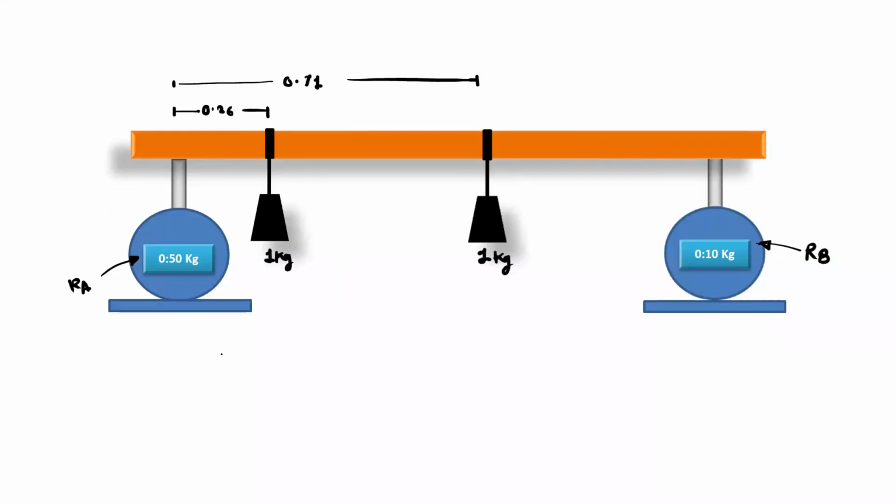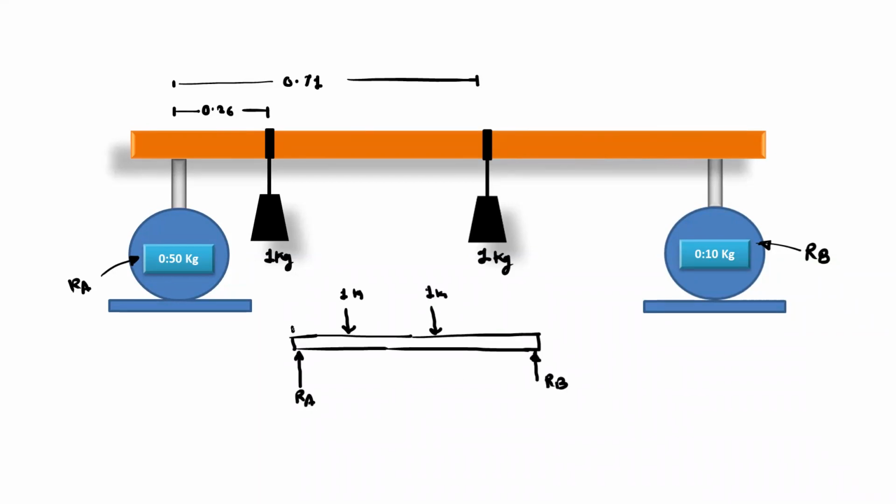From this physical setup, you will draw the free body diagram. So your free body diagram will be like this. You will show the point load W1, 1 kg, and W2, which is also 1 kg. Then here we have the support reaction Ra, and this is the support reaction Rb. The distances are 0.26 and 0.71.